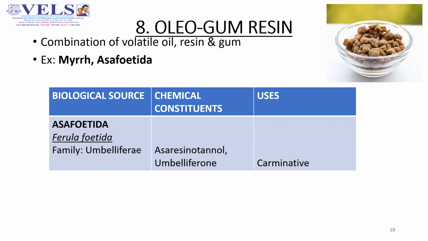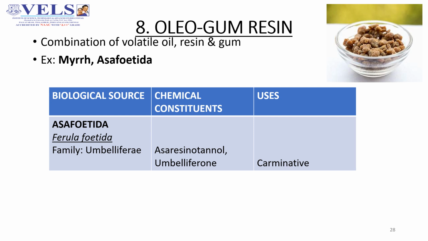So eighth one is the last one under unorganized drug, that is oleogum resins. The name itself shows oleo means volatile oil, gum and resin. So it is the combination of volatile oil, resin and gum. Examples are myrrh, asafoetida. So asafoetida, Ferula foetida, belongs to the family Umbelliferae, and mainly it contains azaresinotannol, umbelliferone, etc. And ferulic acid also, it contains different chemical constituents.